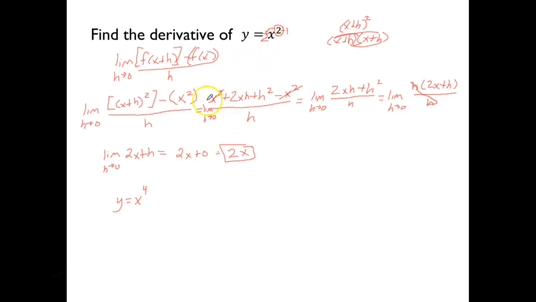You bring your exponent to the front. So here's what y prime is going to be, the derivative. We're going to bring the exponent to the front. That's going to give us 4. Then we're going to subtract 1 from the exponent. X to the 3rd power. And there's the shortcut right there. That's the first shortcut you guys are going to learn for derivatives. It's called the power rule. Okay? So this is the power rule.